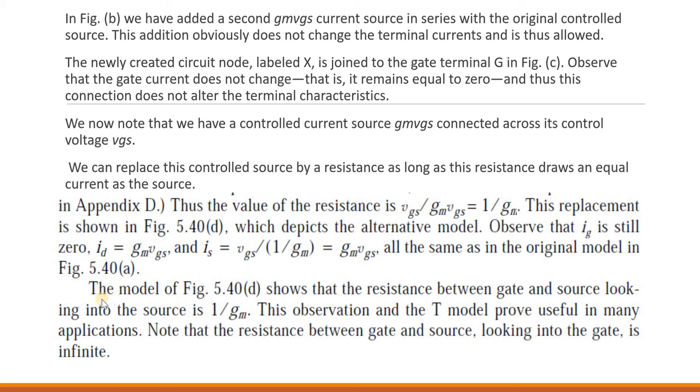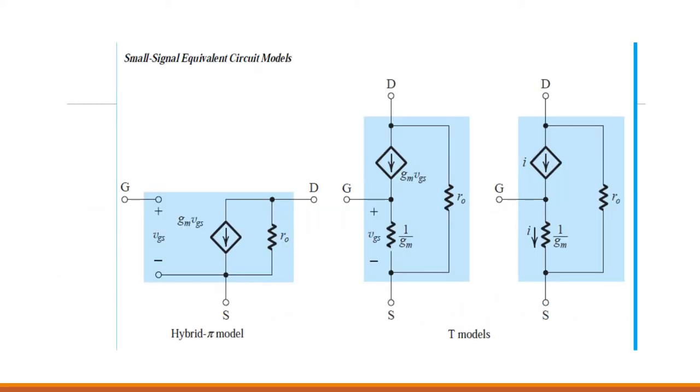Okay, so the model shows that the resistance between the gate and source, looking into the source, is 1 over Gm. This observation and the T model prove useful in many applications. Note that the resistance between the gate and the source, looking into the gate, is infinite. That is, Rin is infinite.